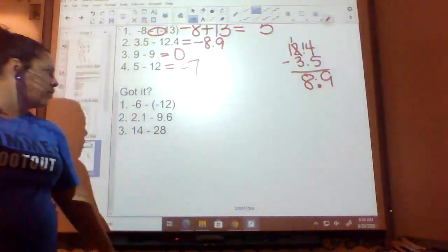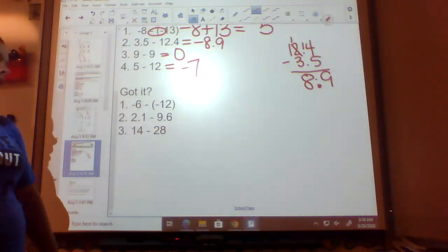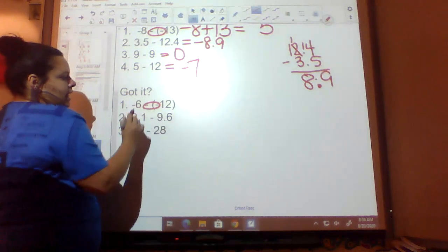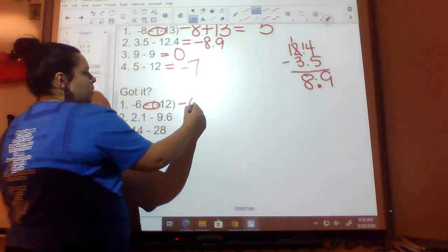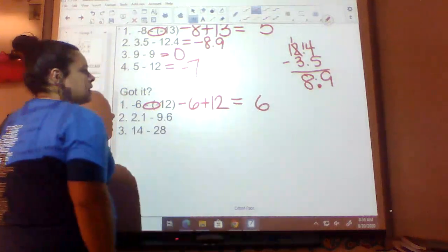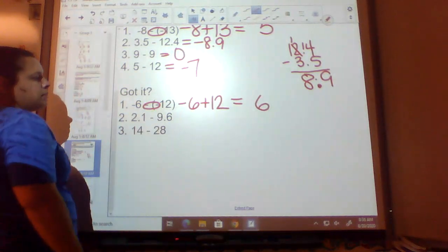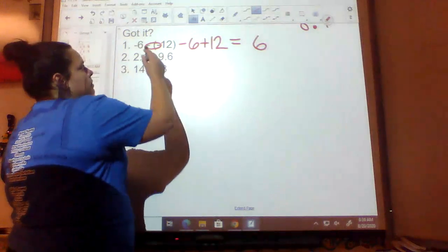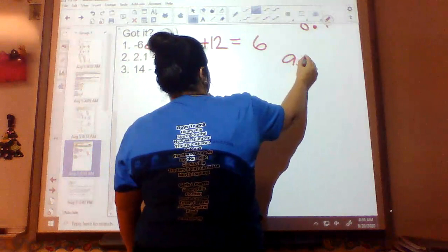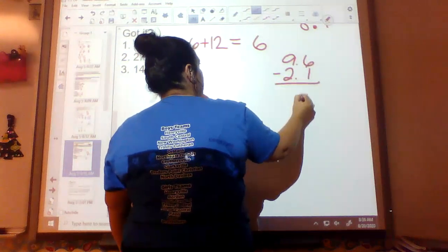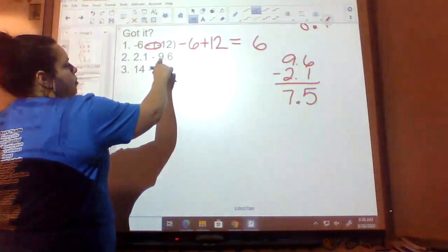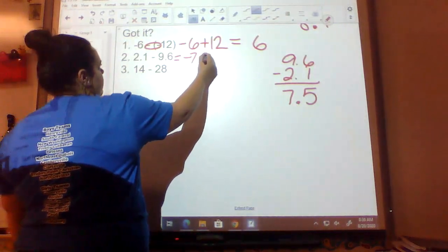All right, you try these 3, pause me, and then unpause me after you try them. All right, so you should have looked at negative 6 minus negative 12. Minus a negative is plus a positive, so that's negative 6 plus 12, which is 6, positive 6. 2.1 minus 9.6. You should have subtracted, because this is positive 2.1 and negative 9.6. So 9.6 minus 2.1. 6 minus 1 is 5. 9 minus 2 is 7. 9.6 is bigger and it's negative, so it's negative 7.5.